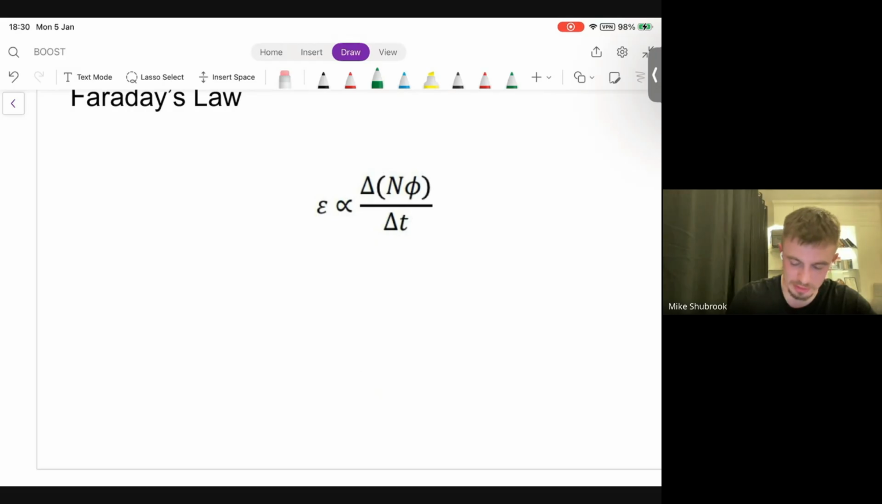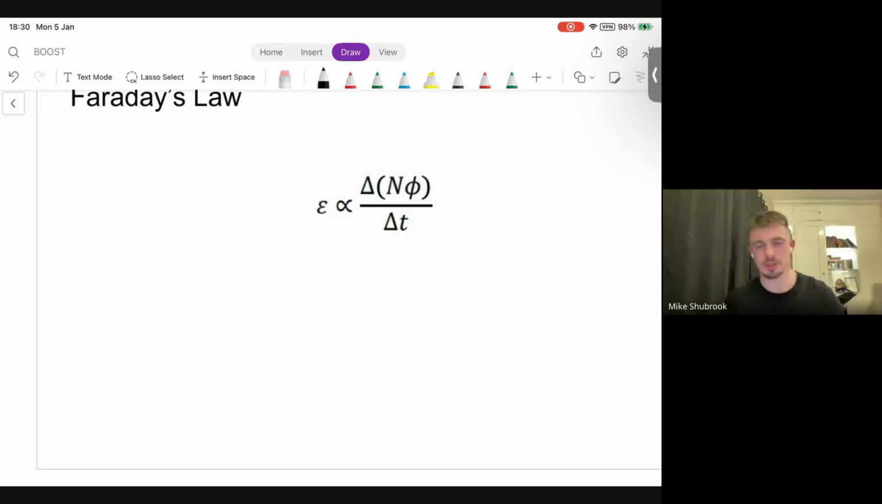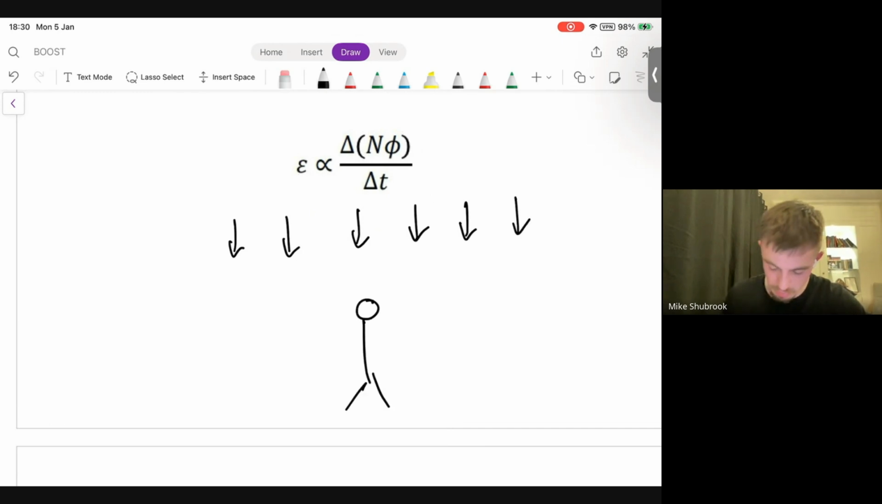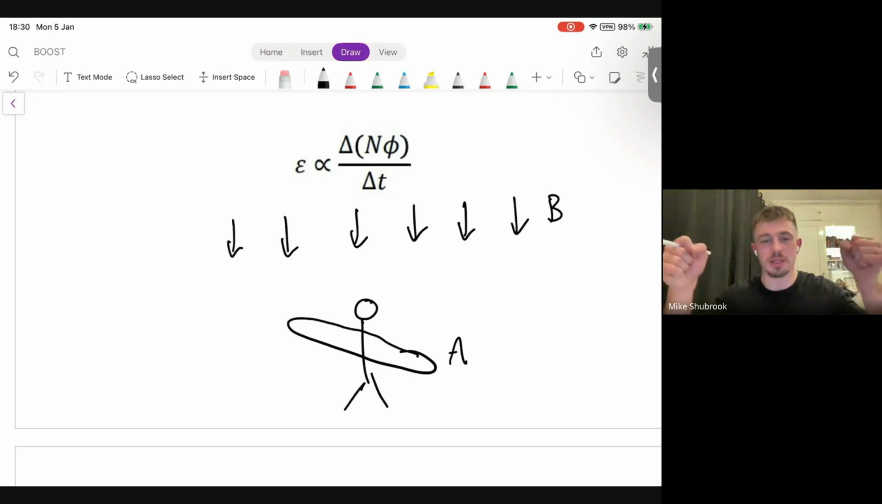So now I'm going to get on to Faraday's law, which is given by this equation here. But let's go back to our analogy again and try and make it make sense. Let's imagine I'm doing my hula hoop and it starts off like this and it's raining a constant amount and my hula hoop is a fixed rigid size. So B and A are both fixed. They're not going to change.